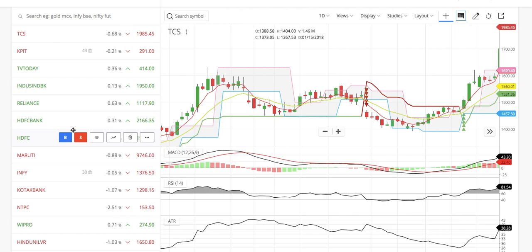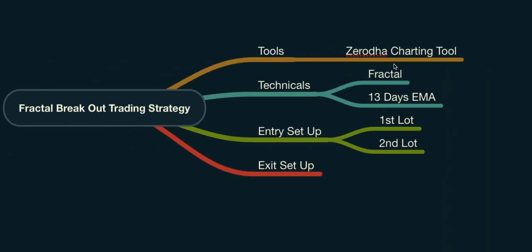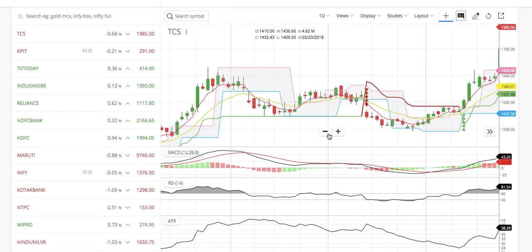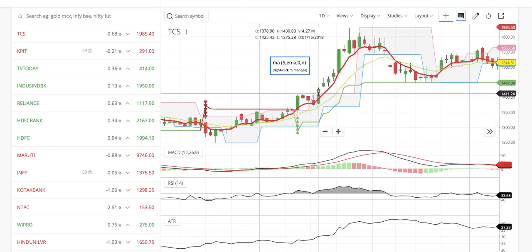So how does this strategy work? We have figured out that we need charting software, and the technicals that we need are the fractal and the 13-day moving average. Now, what is the entry setup? Where is the entry getting triggered? You need to understand one thing: here the entry gets triggered on the fractal breakout.